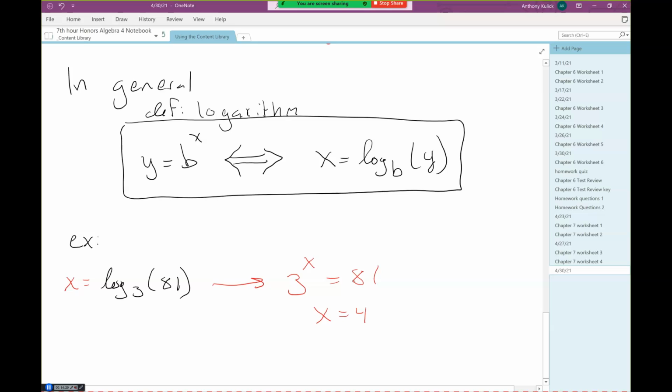3 times 3 is 9. 9 times 9 is 81. So that's 4 3's multiplied together, right? Everybody okay there? Now, when the logarithm is a whole number like that, this is fairly routine, right? Not too tricky.